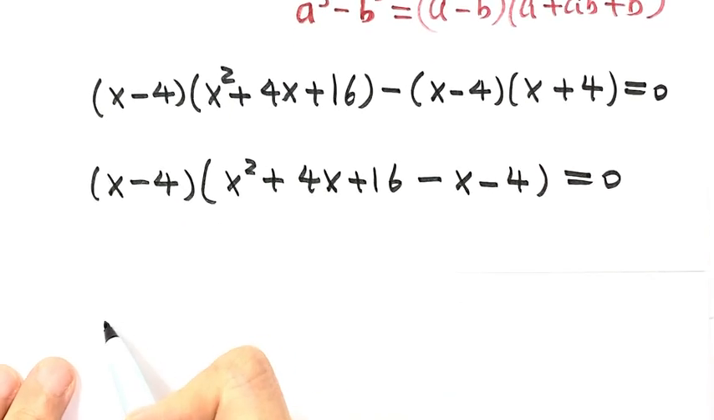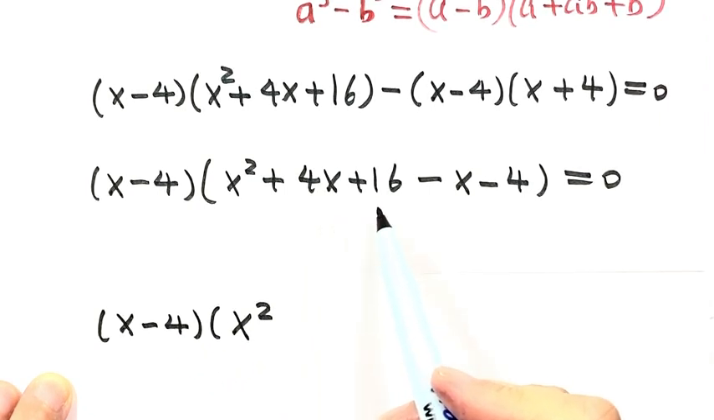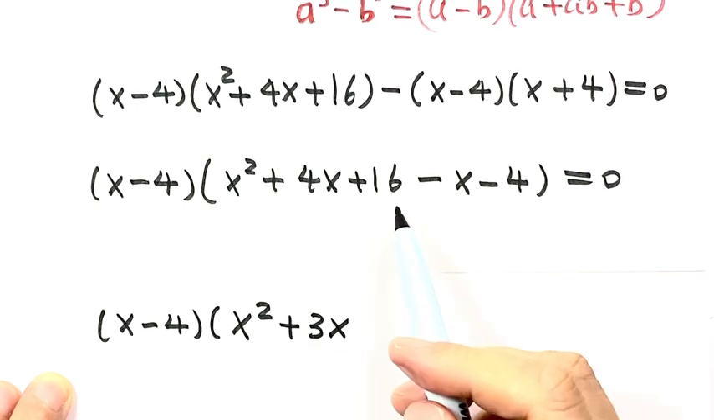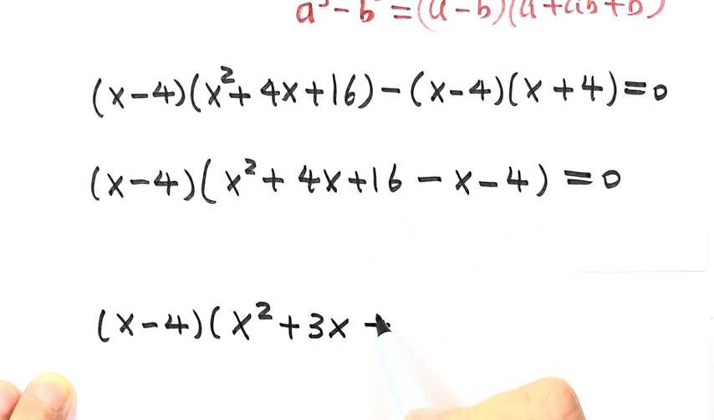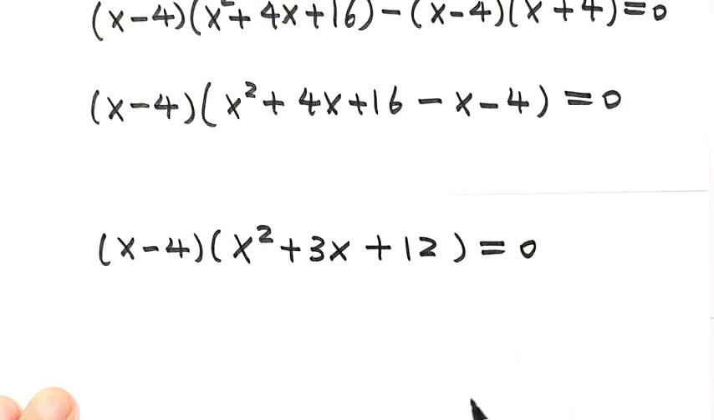Let's simplify the inside. And here just x squared. Then these two just 3x. Here just plus 12. Then equals 0. Because a product equals 0, so then let each factor equal 0.